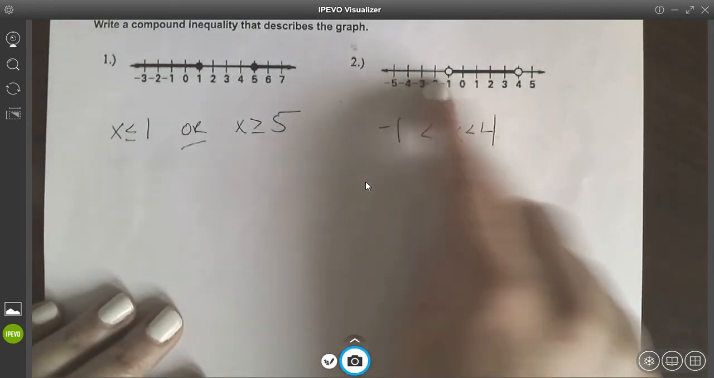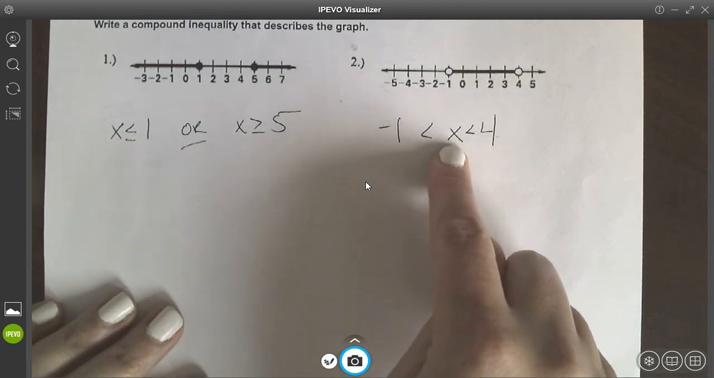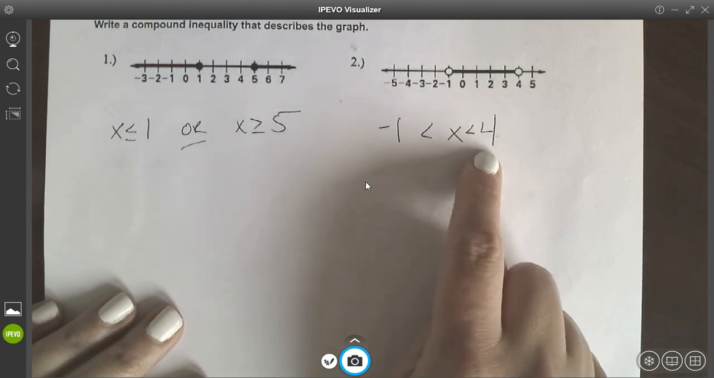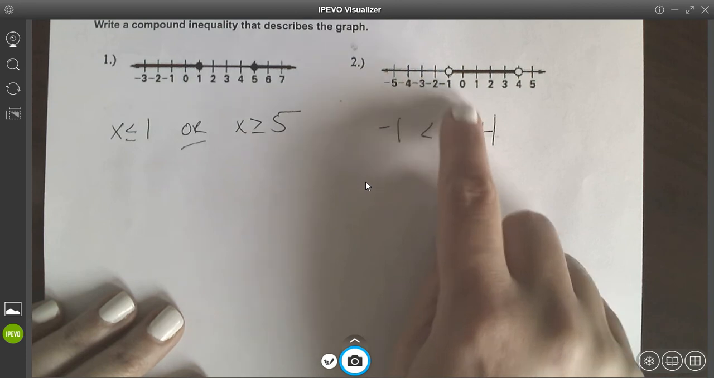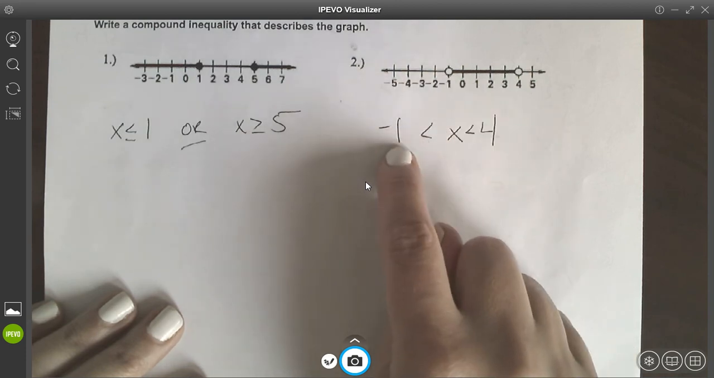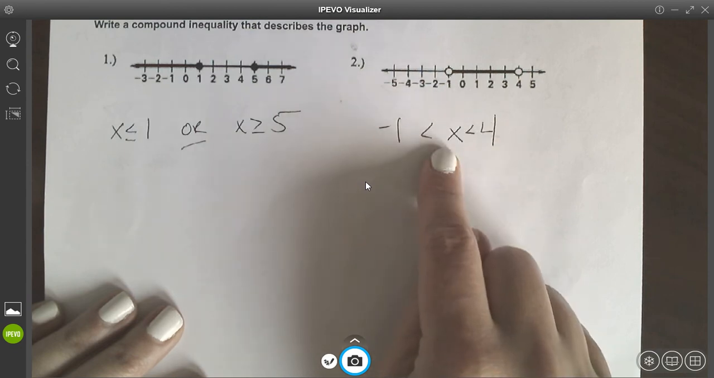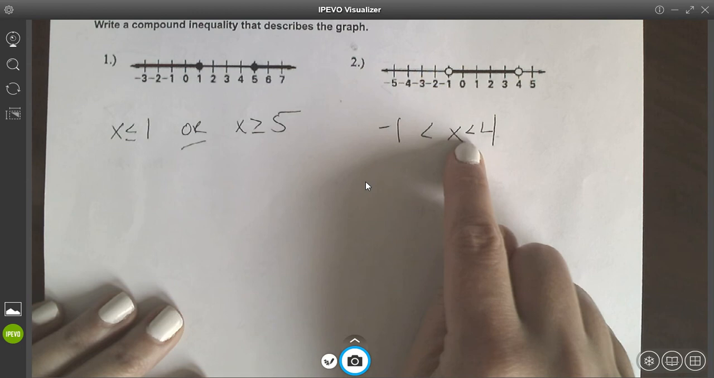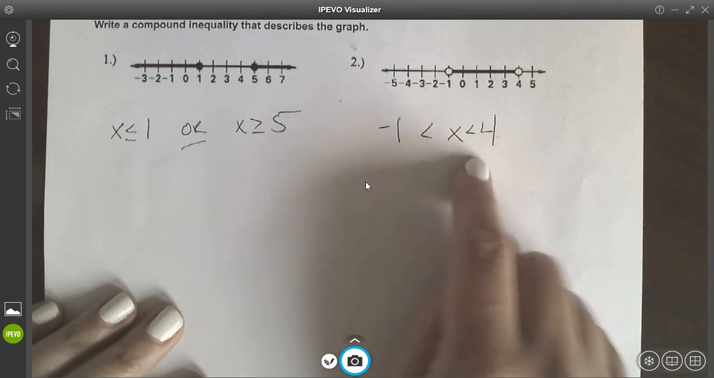This one's a little more tricky. I would start with the x in the middle. Put your numbers on the outsides. And then you read it from the x. So I need x to be greater than -1 and x to be less than 4. So your arrows should be pointing in the same direction, because I want to be greater than the -1 and I want to be less than 4. So I'm sandwiched in between the -1 and the 4.